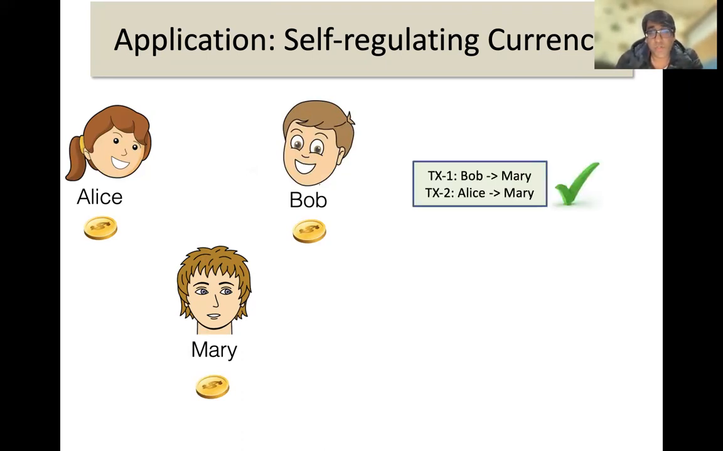What you could do is get these participants to transact. Even without a blockchain, they can transact, right? So for instance, Bob could pay $1 to Mary, and Alice could pay $1 to Mary, and this is fine, right?